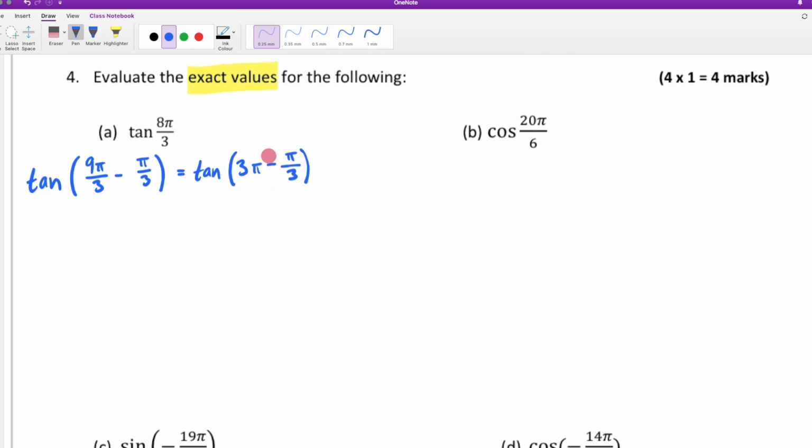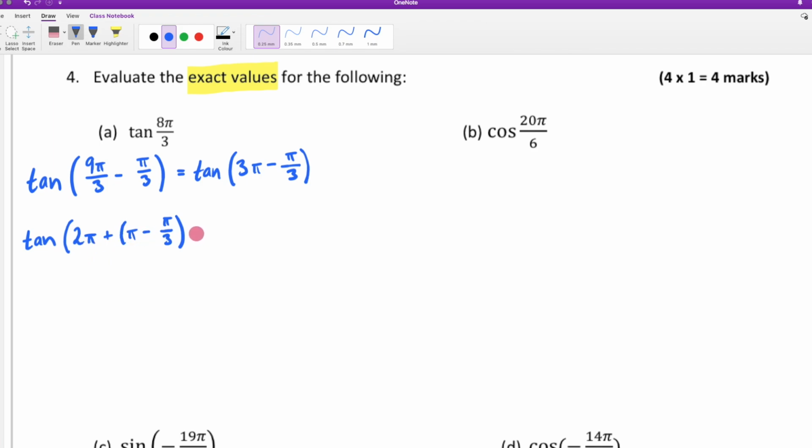Now, once I'm here, how can I simplify this even more? Well, I know that 3 pi is simply 2 pi plus pi, to state something rather obvious. So let me now rewrite it again as tan of 2 pi plus pi minus pi over 3. Hopefully you can appreciate that these are the same. All I've done is broken up this 3 pi into 2 pi and pi.